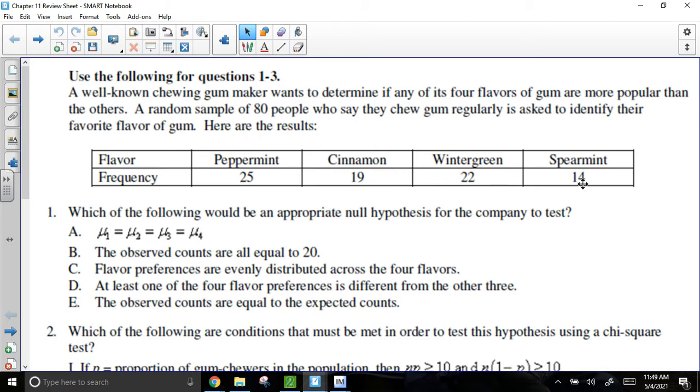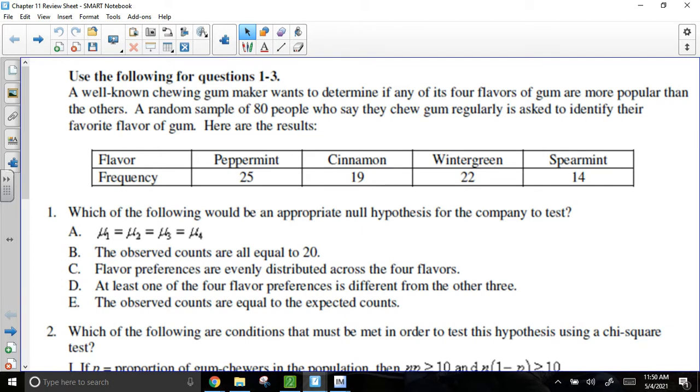Okay, so it says, which of the following would be an appropriate null hypothesis for the company to test? Well, first, can you tell what kind of test we would be doing? Notice that it's just one distribution of flavors, and we're trying to see if one flavor is better than the other. So in order to do that, we want to assume all flavors are equal. So this would be a goodness of fit test. And so which one of these would be good for the null hypothesis?